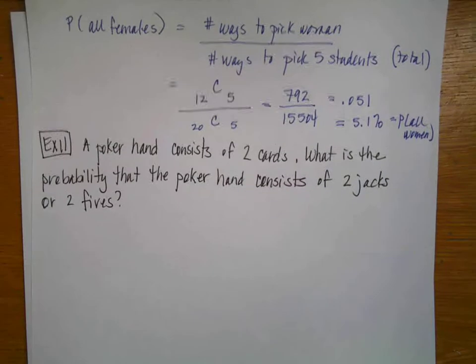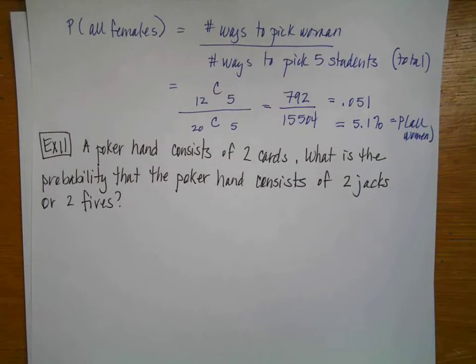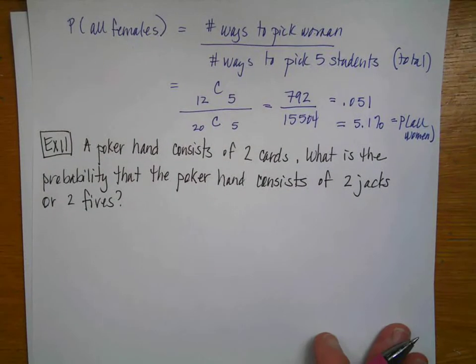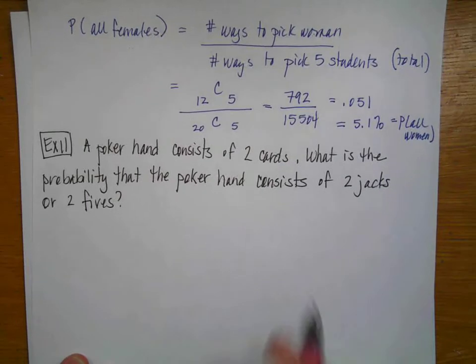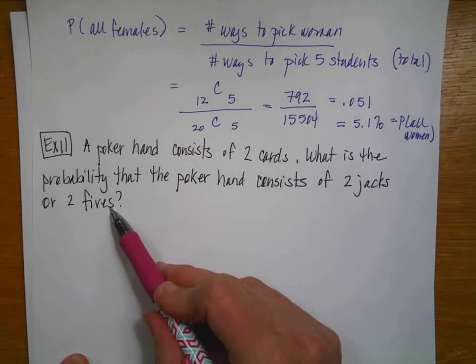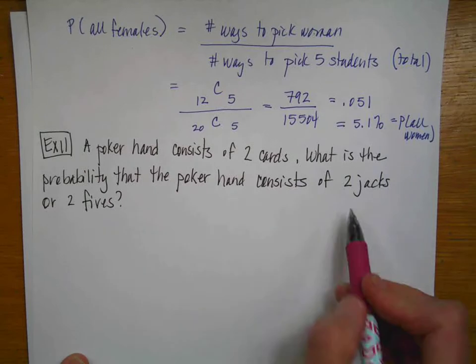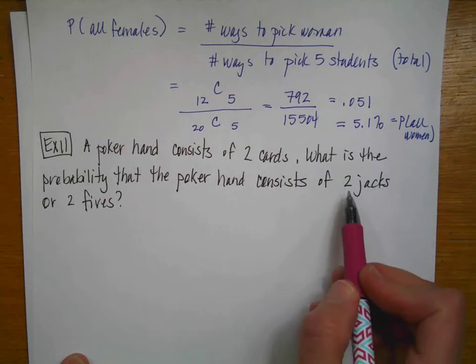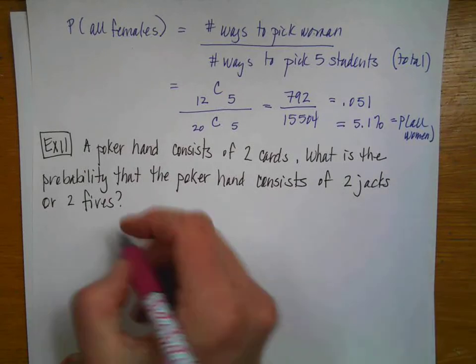Okay? Alrighty. I have one more example for us. It was a lot of examples today, which is why I wrote them out ahead of time. So now we're going to play poker. Yeah, cards. In this one, it says a poker hand consists of 2 cards. What is the probability that the poker hand consists of 2 jacks or 2 5s?